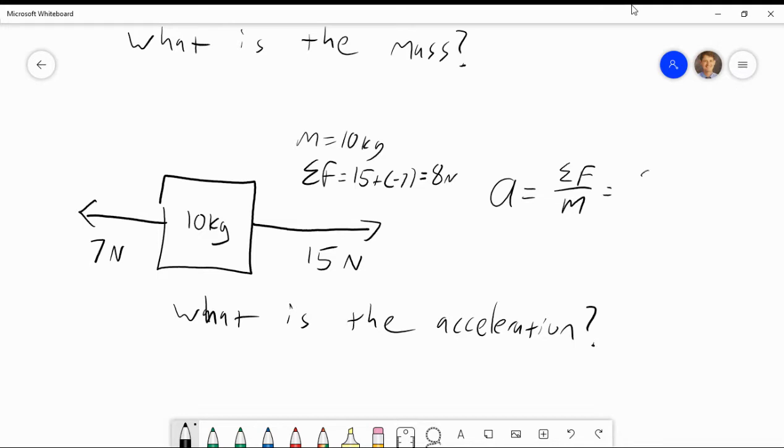So I'm going to have 8 newtons divided by 10 kilograms, and I'm going to have 0.8 meters per second squared in this case. So that's really all I could do. If I give you an equation that says acceleration equals the sum of the forces over mass, well, then the only possible types of questions I could give you is I could ask you to find the acceleration, I could ask you to find the sum of the forces, or I could ask you to find the mass.